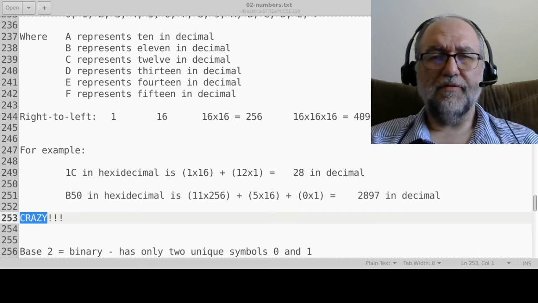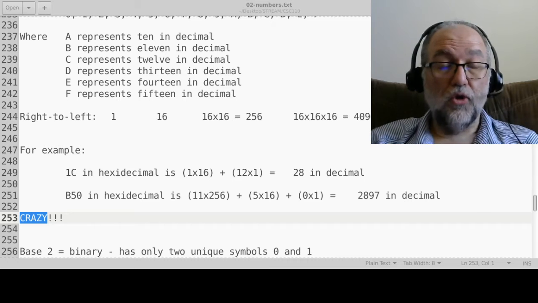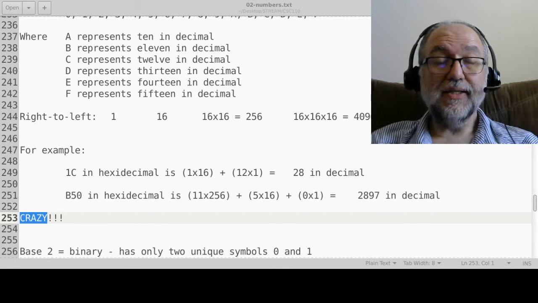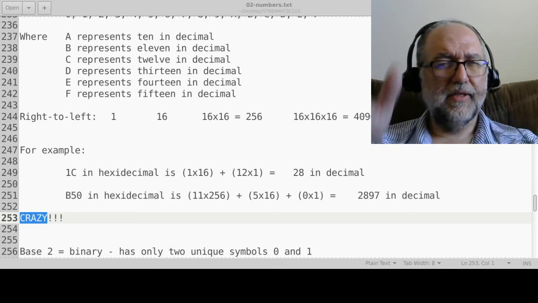And so you could imagine all different types of number systems. Okay, still Arabic numerals. They still use the Arabic numeral system, but the base, that is how many unique symbols you have, is different. Okay, now why did I do this? Why did I throw all this at you?